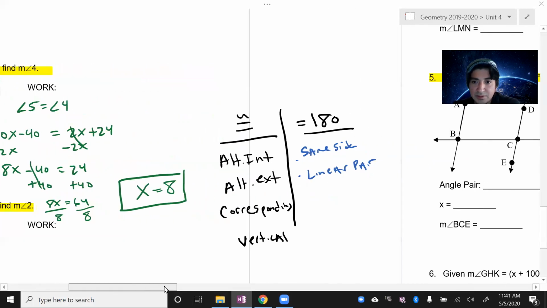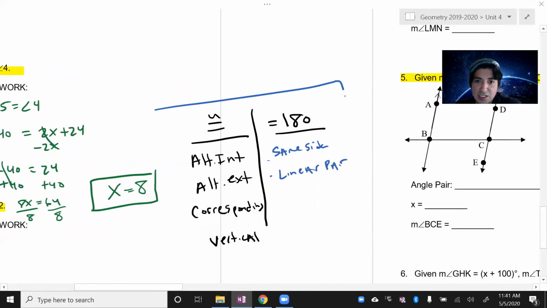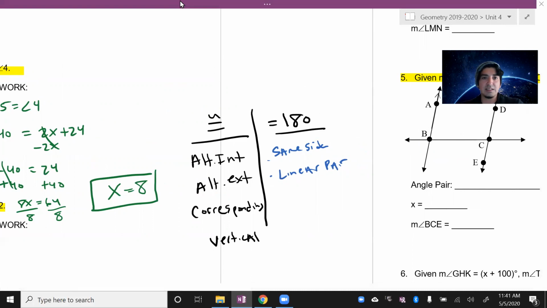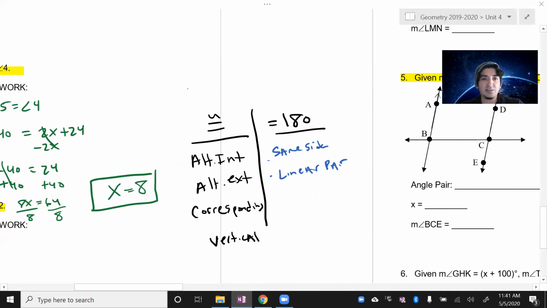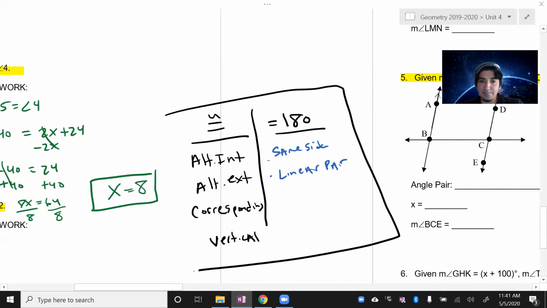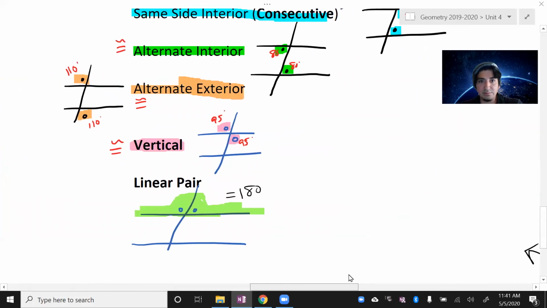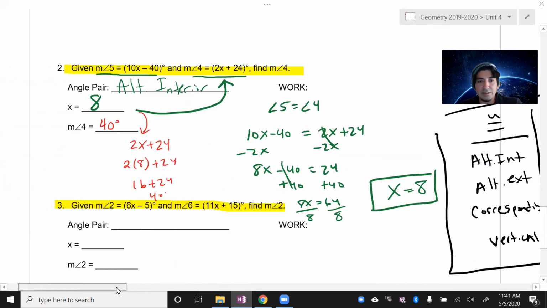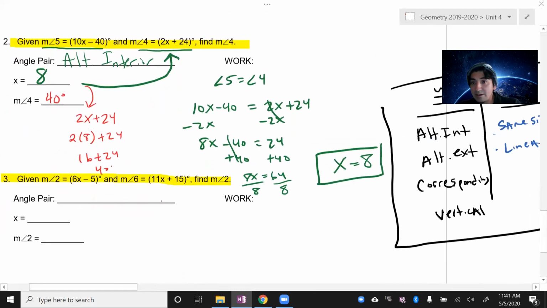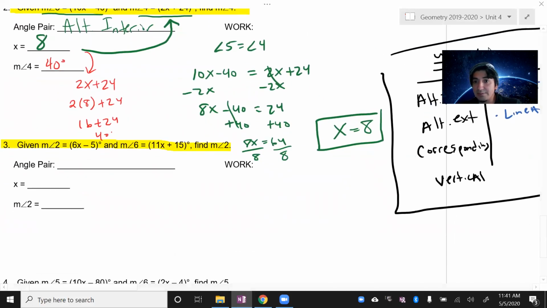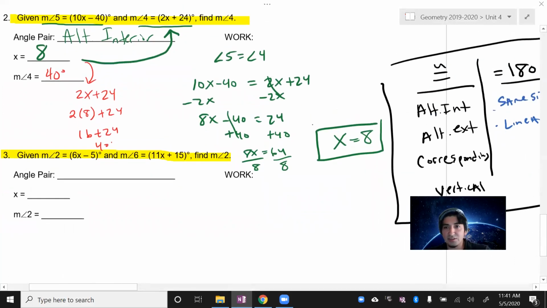Okay, so for those who need a chart, something to help you out to work these out, you can use this. Don't forget about it. Okay, so there you go. From now on, I'm going to go ahead and start setting these up. So 2 and 6 for my next one.